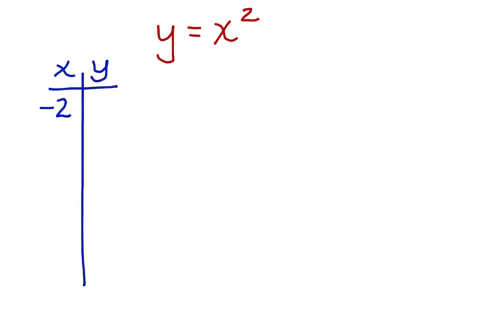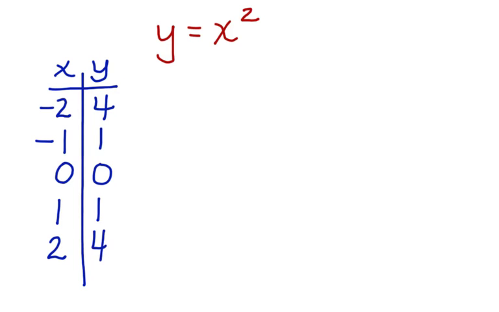We can start with x is -2. -2 squared is a positive 4. Next we can use -1. -1 squared is a positive 1. 0 squared is 0. 1 squared is 1. 2 squared is 4. You may already notice a pattern of values in the y table that's going to affect the graph.